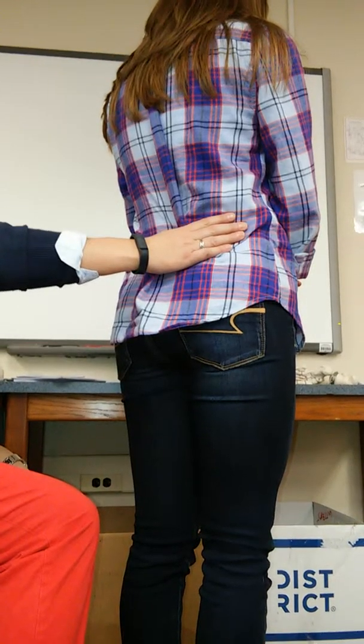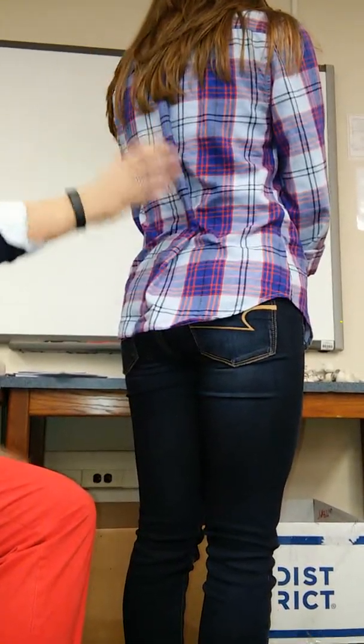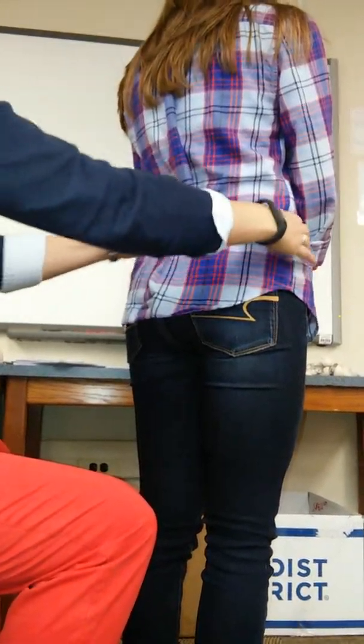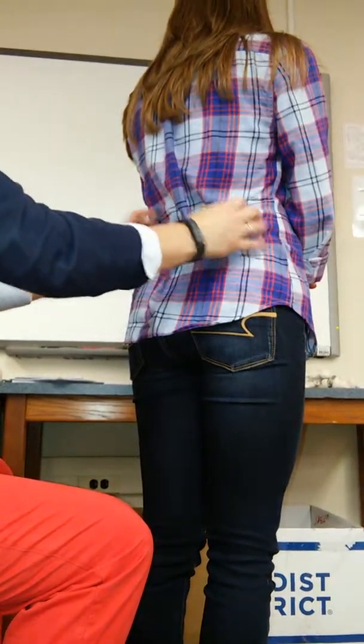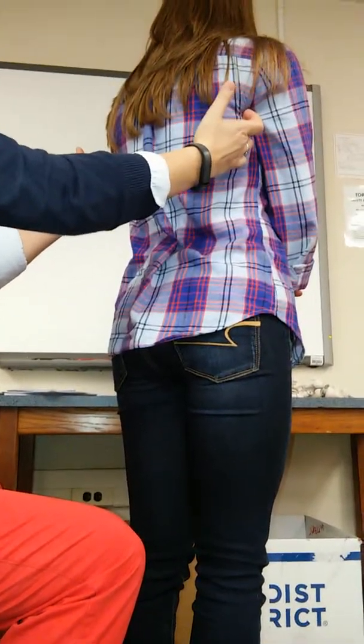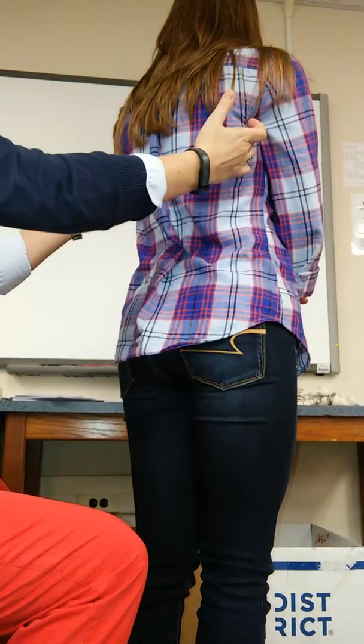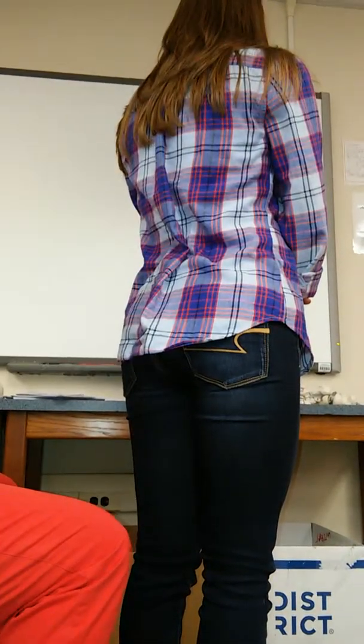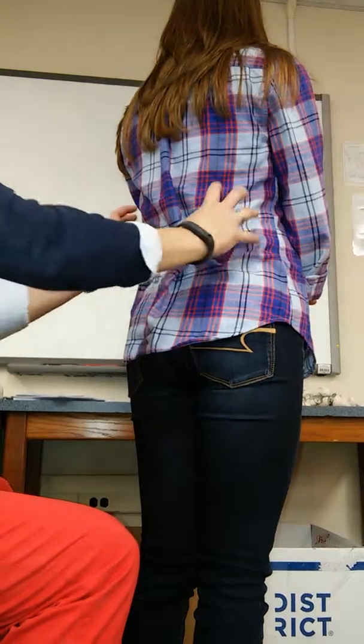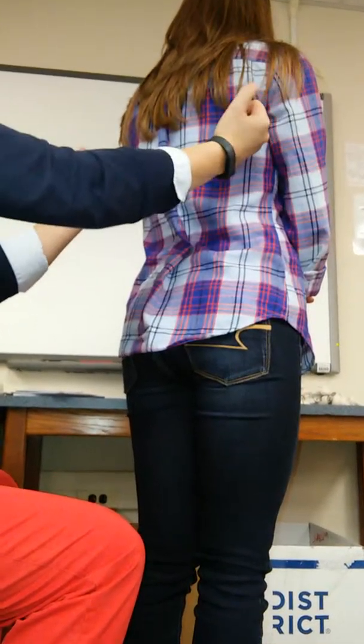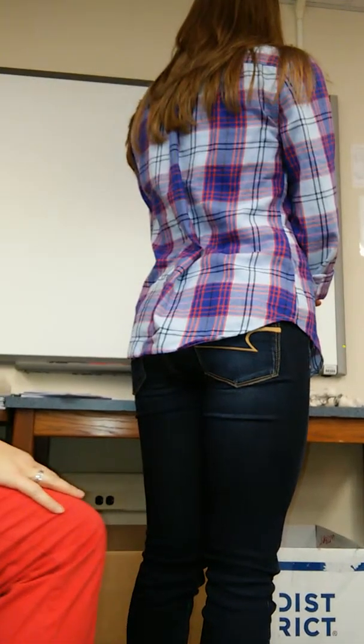Paraspinals, we got latissimus dorsi. So latissimus dorsi is this muscle right here. Palpate it here, and then tell me that the tendons go up into the shoulder, because lats do shoulder extension. So the major part of the muscle is here. The tendon extends up into the shoulder area.